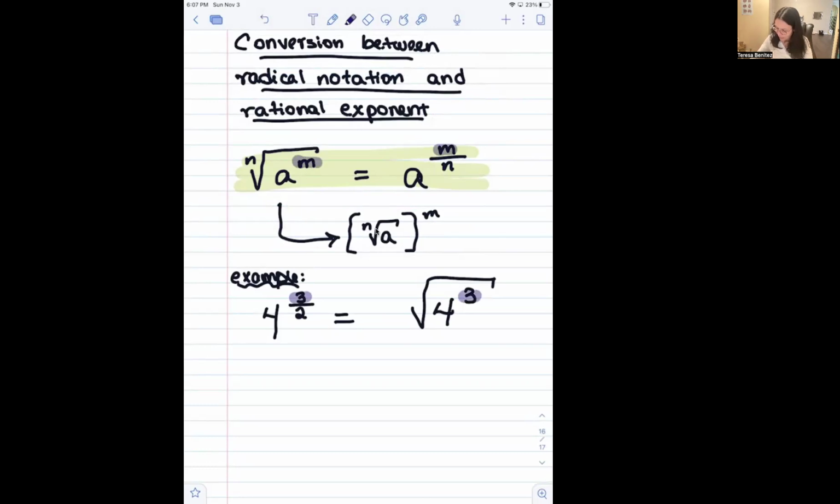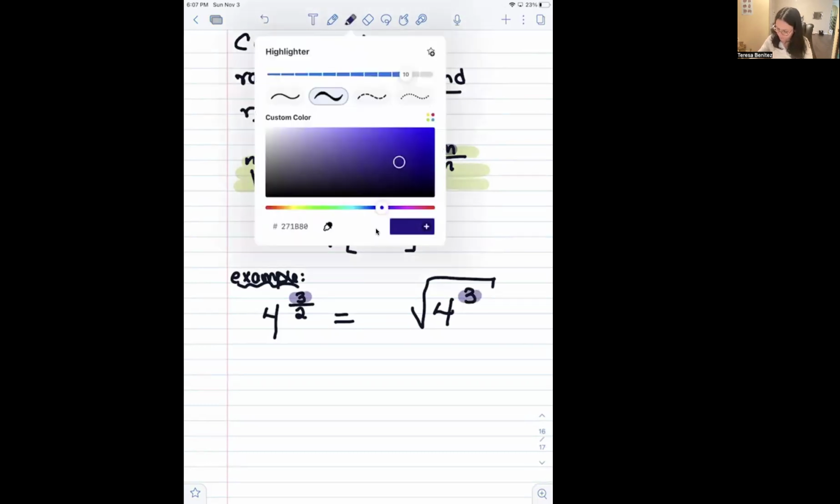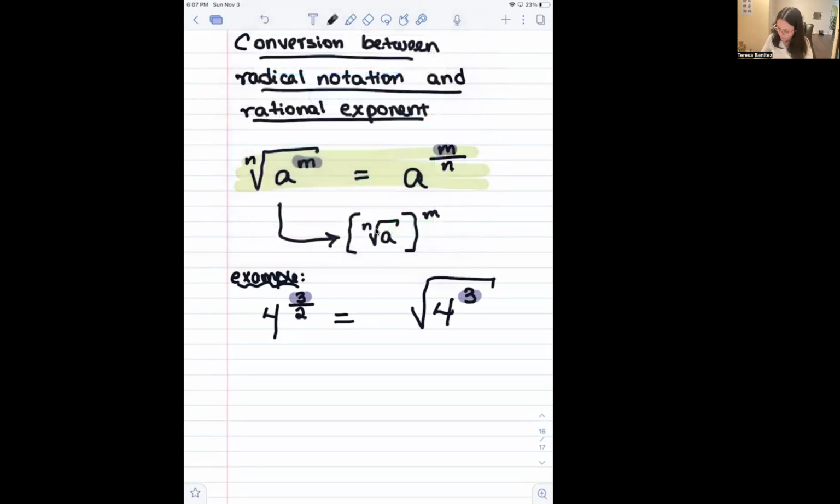And then here I have n, which is equal to 2 for this example, and that becomes the index of the radical, which if it's just 2, we don't write it.